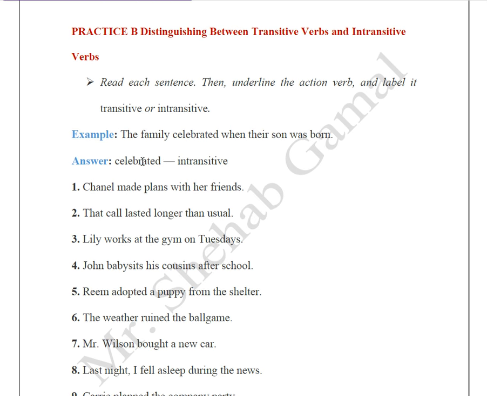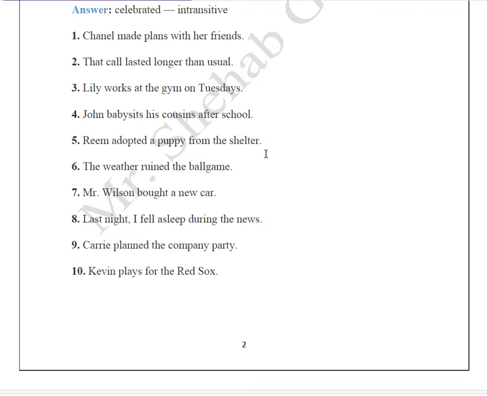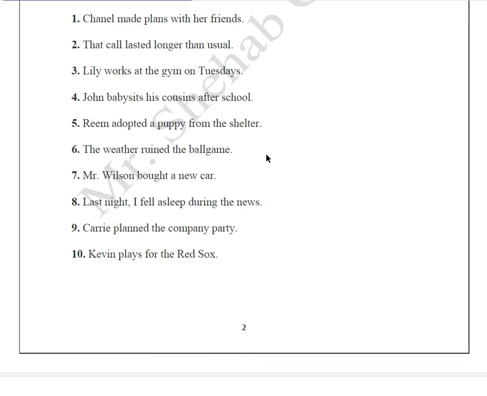In Practice B, let's distinguish between the transitive verb and the intransitive verb. Once more, to determine that, you need to ask yourself "what?" or "whom?" after the verb. Finding an answer means that the verb is transitive, and this answer is the direct object of the transitive verb. Again, Chanel made plans with her friends. Made what? Plans. Plans is a direct object of the verb made. That means it is a transitive verb. The call lasted longer than usual. Lasted what? Longer is not an answer. So the verb lasted is an intransitive verb.